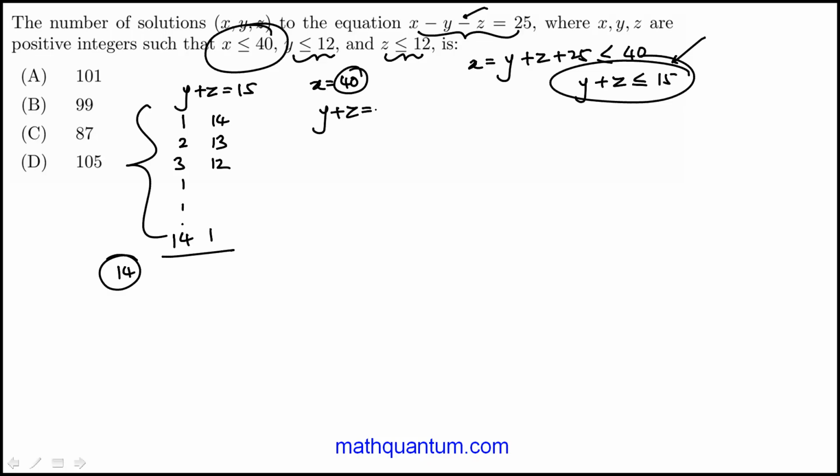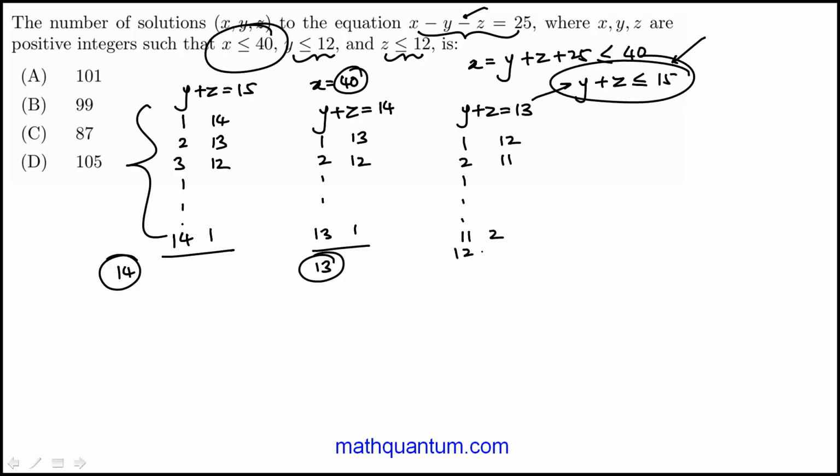So if we have y plus z is 14, which is the next lower value that satisfies this, we'll have 1 and 13, 2 and 12, all the way to 13 and 1. So we'll get another 13. And then same thing for y plus z is 13. It will be 1 and 12, 2 and 11. So this can be a confusing problem with so many numbers here. 11 and 2, 12 and 1.